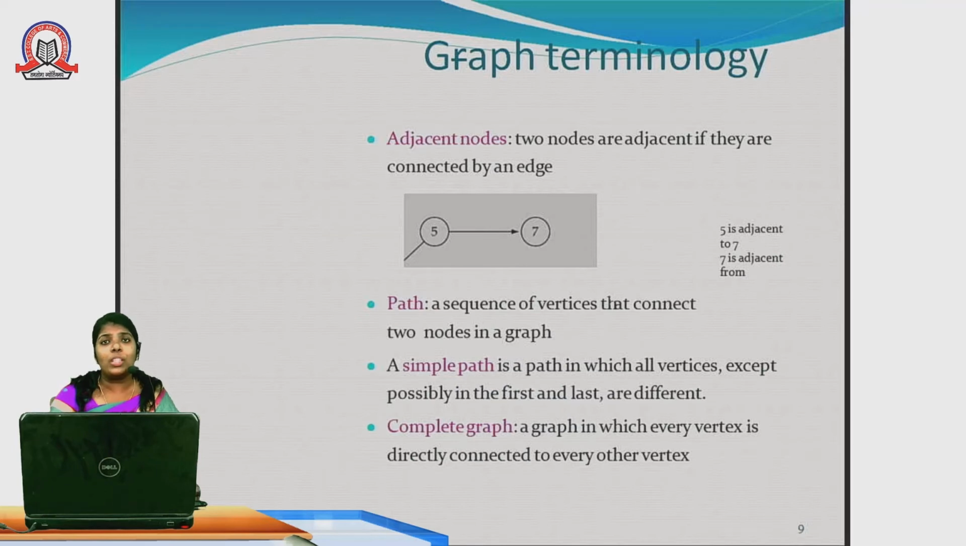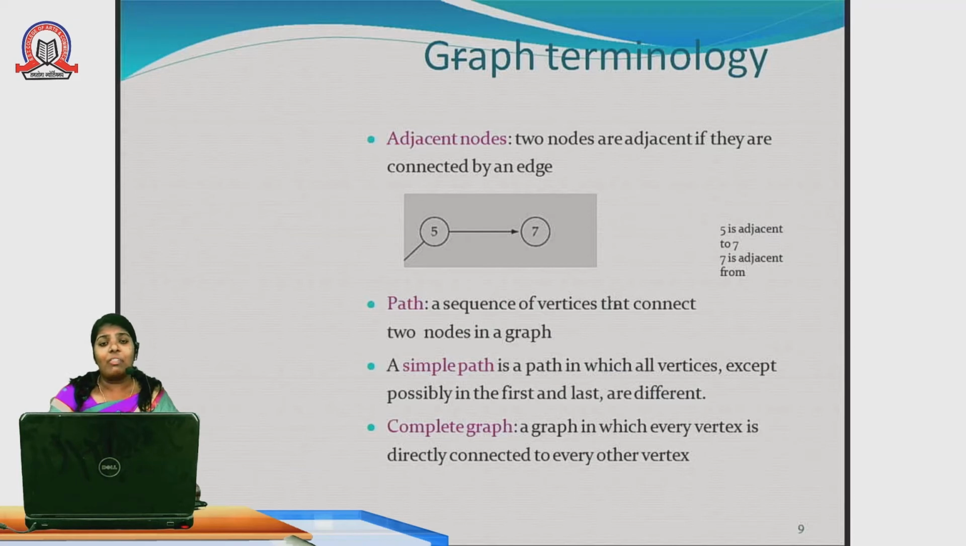Now we are going to see a main important thing, that is graph terminology. Adjacent nodes: two nodes are adjacent if they are connected by an edge. When can we say it is an adjacent node? When the two nodes are connected by an edge. Path: what is a path? A sequence of vertices that connects two nodes in a graph.